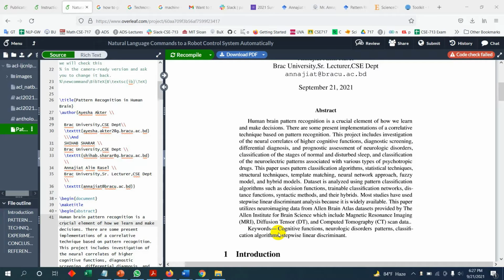The dataset is analyzed using pattern classification algorithms such as decision functions, trainable classification networks, distance functions, syntactic methods, and hybrids. So the Allen Institute of Brain Science data includes magnetic resonance imaging, that means MRI, DT, diffusion tensor, and computed tomography, that means CT scan data. Here the keyword is here.